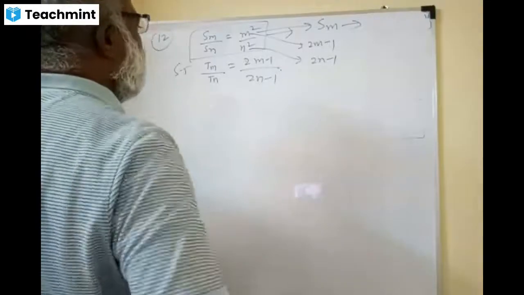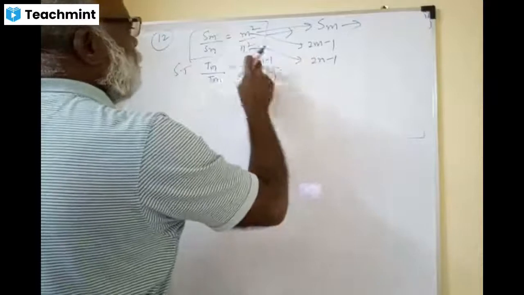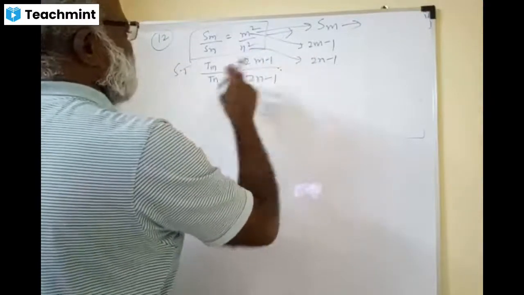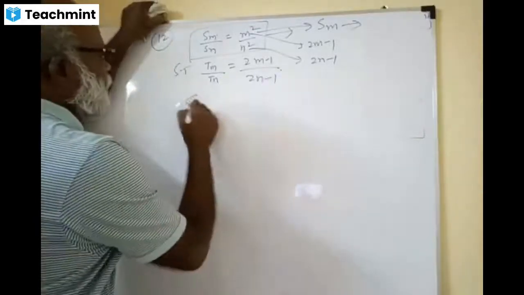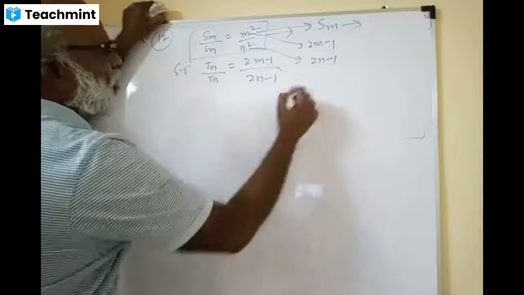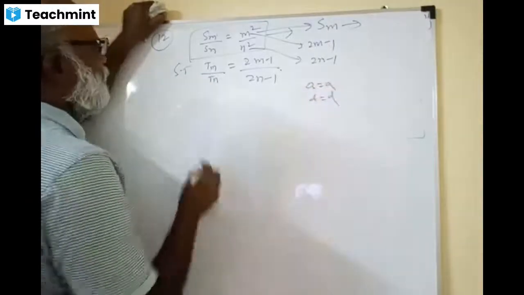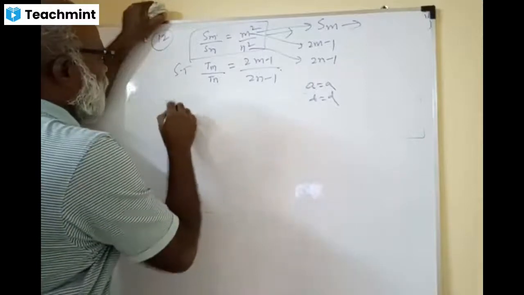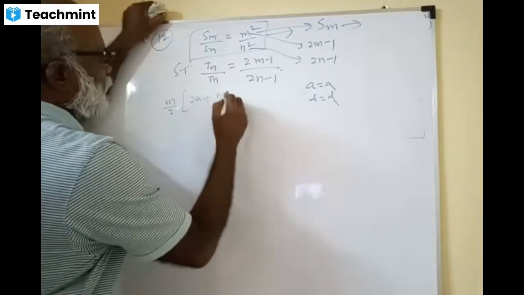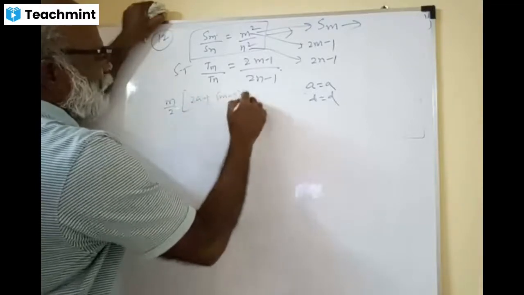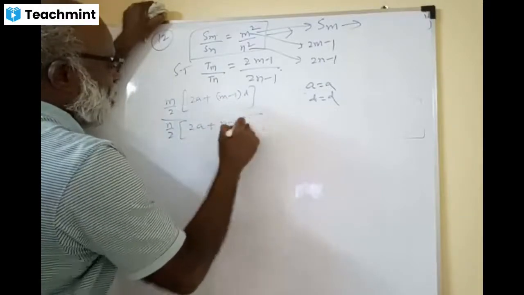So we are talking about the mth term here. Show that this one is this. Using the Sm formula, let the AP be A plus D. So A equal to A and D equal to D, the common difference is D. So Sm is nothing but m by 2, 2A plus m minus 1 into D, whole divided by n by 2, 2A plus n minus 1 into D.